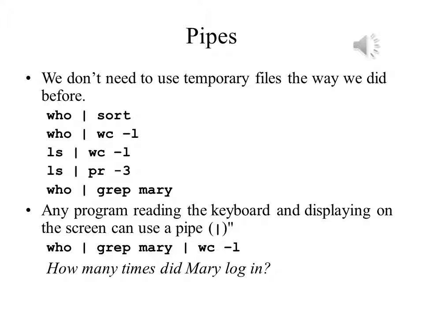What you'll notice here is I read who, grep Mary, so I will print any line showing where Mary is logged in, and then wc, or word count, with the -l option, meaning all I'll get is lines. This will give me the number of times that Mary is logged in.